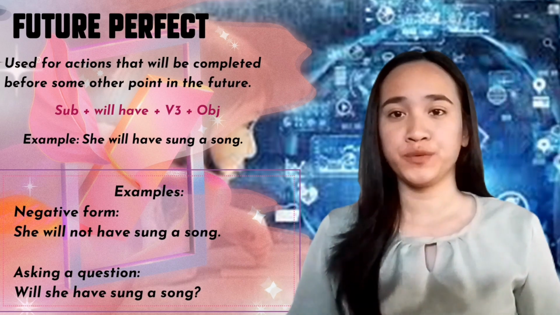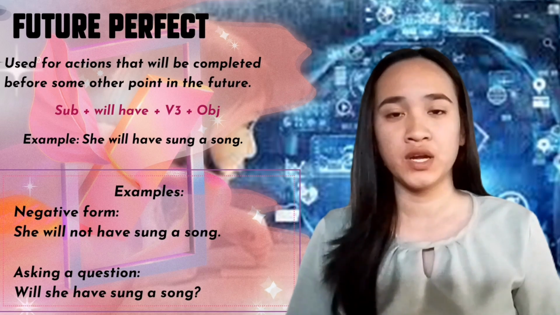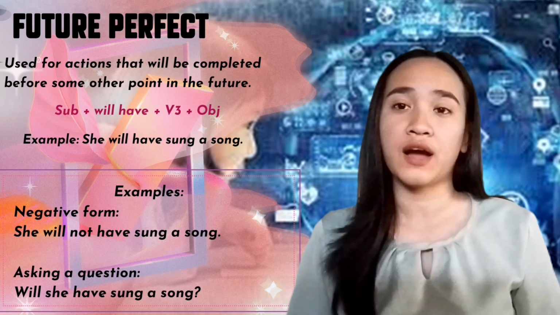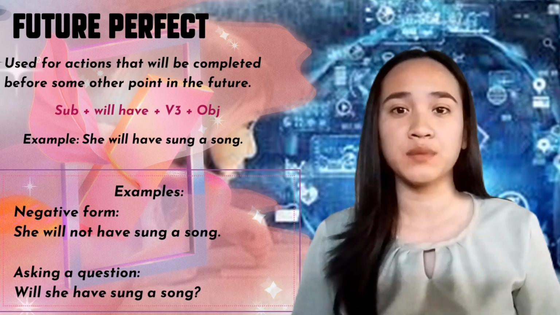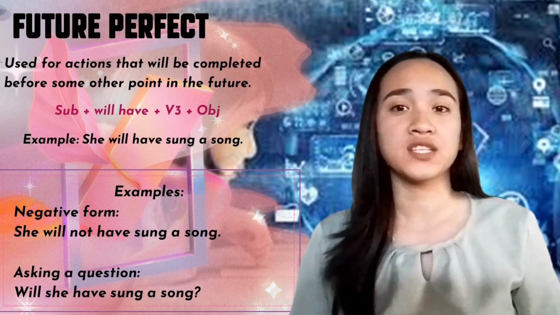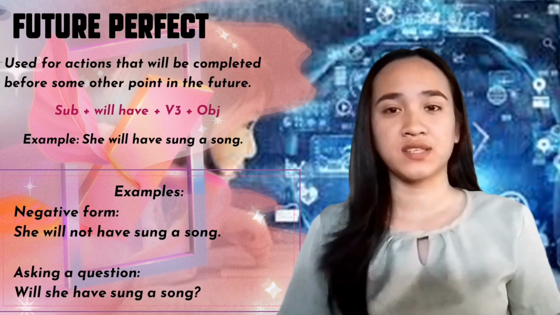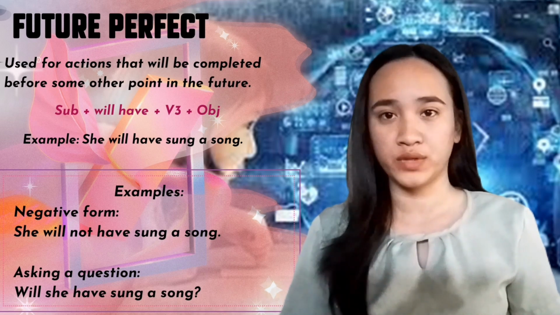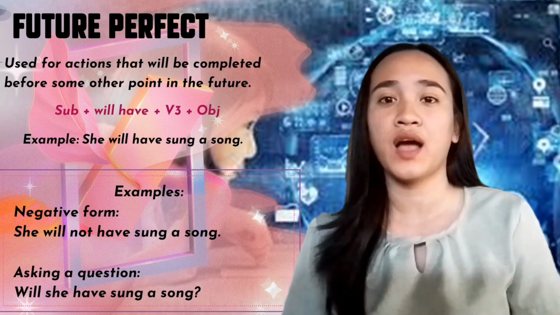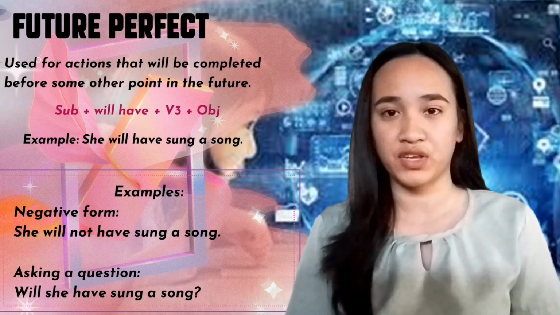Now let's move to the future perfect tense. It is used when an activity will be finished before another point in the future. The pattern or formula for making the future perfect tense is subject plus will or be going to plus have plus the verb in the past participle. An example is: by the time I am 27 years old, I will have my own house. There are two future events in the sentence. The first one is that I will have my own house, and the second one is that by the time I am 27 years old.